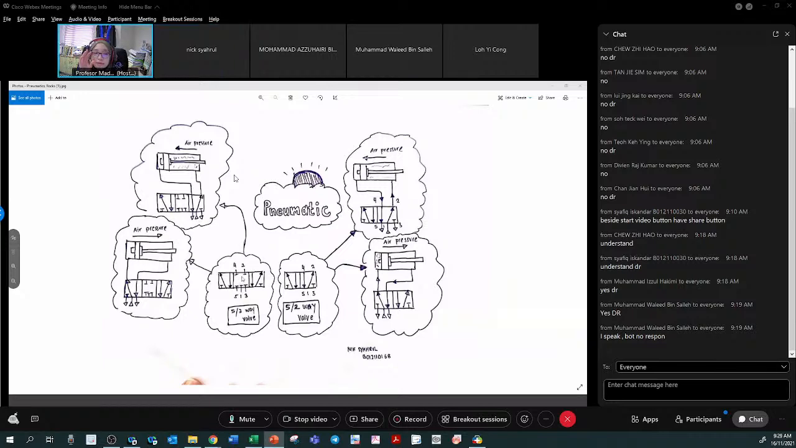What you mean is that the 5 to 3 way valve has two solenoids, right? Two solenoids. Yes. Okay. For the 4 to 2 way valve, you have one solenoid. That's why you say one signal. Yes.